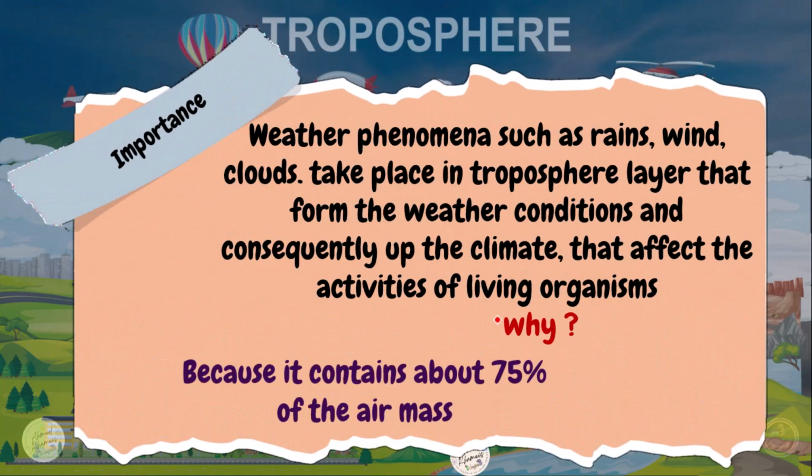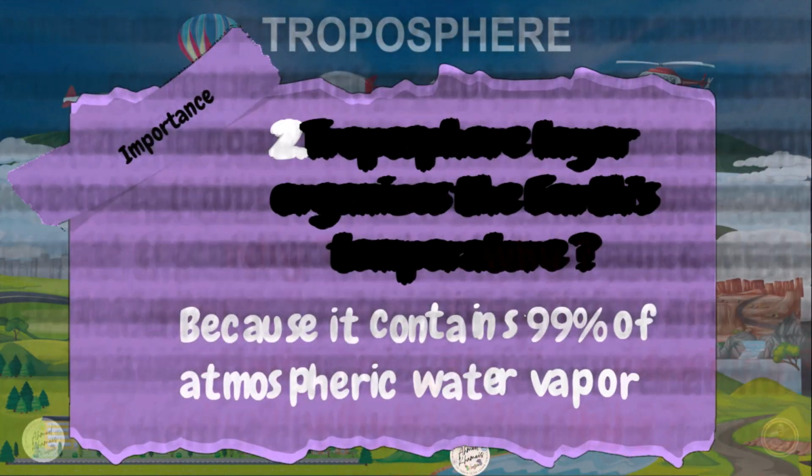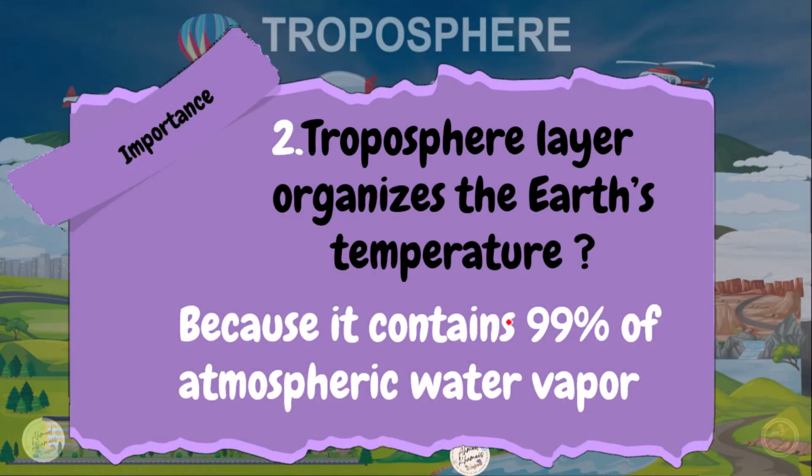And the troposphere is important because weather phenomena such as rain, wind, and cloud take place in the troposphere layer, and that affects the weather condition and the climate, which affect the activity of all living organisms. So why do weather phenomena happen in the troposphere? Because it contains 75% of air mass. Second, the troposphere is important because it organizes the Earth temperature, and that's because it contains 99% of atmospheric water vapor.